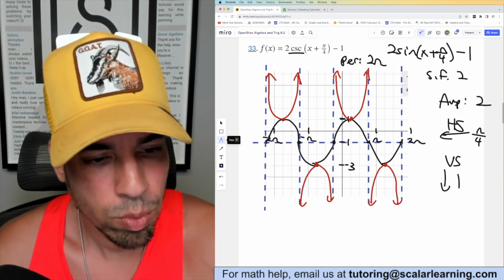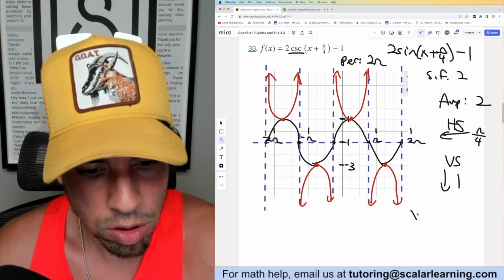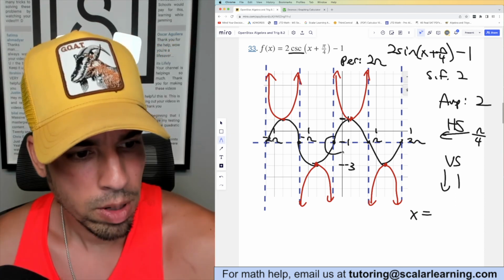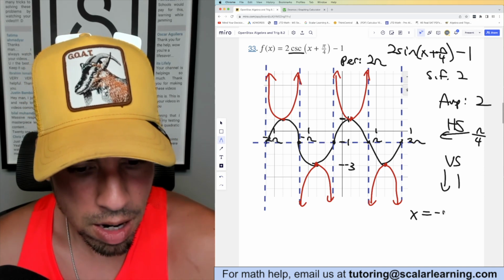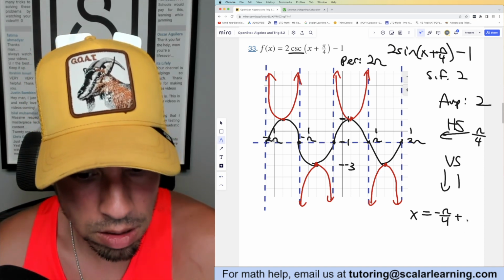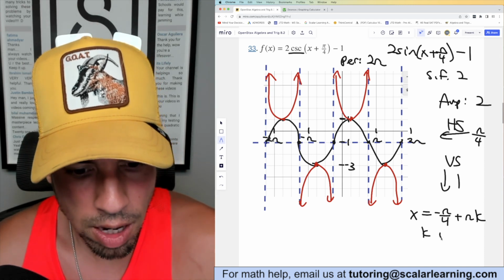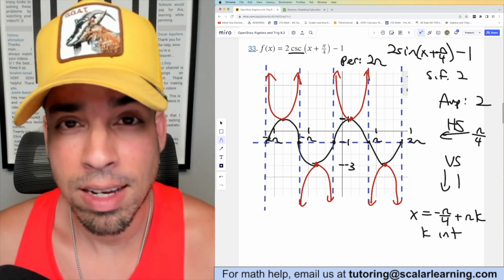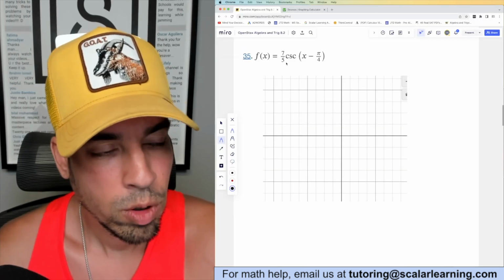And last but not least, we need our asymptotes. So the asymptotes, we could say that we have one here at -pi/4, and then it's repeating every pi. So I could say plus pi times k, where k is an integer. So that's it. That's how you do it. Boom, done.